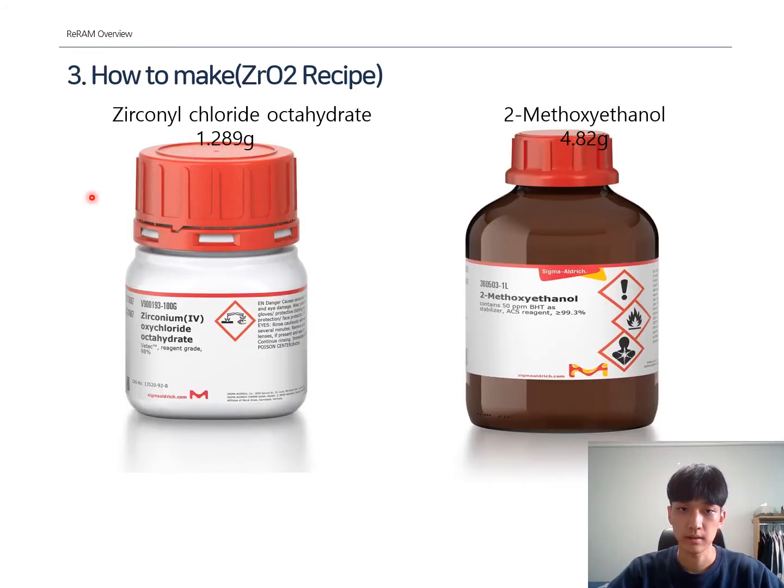Third, how to make it. We use a solution process to deposit the zirconium oxide thin film. So we calculate the exact amount of the material. We use zirconium chloride octahydrate 1.289 grams and 2-methoxyethanol 4.89 grams. It is 0.8 molar zirconium oxide.